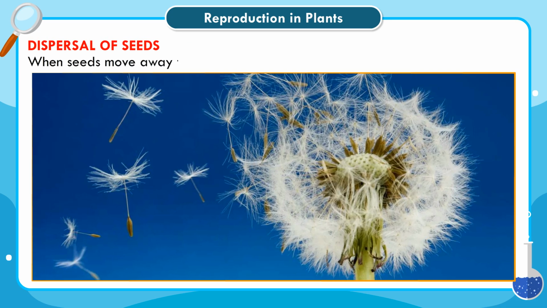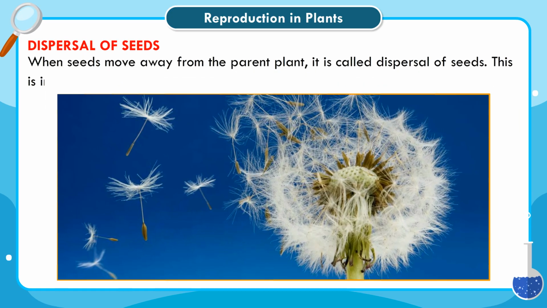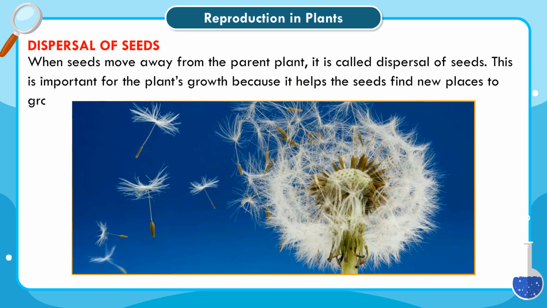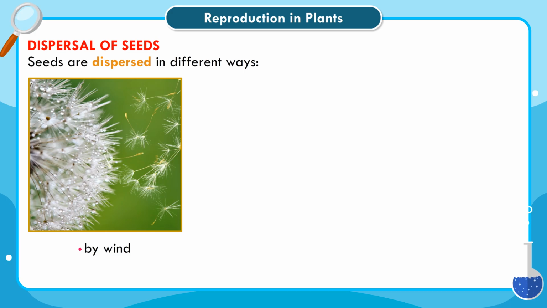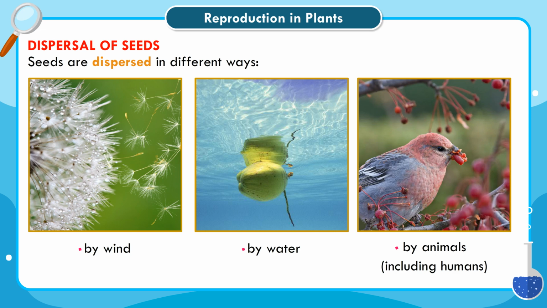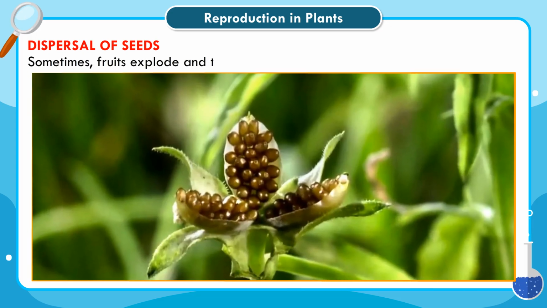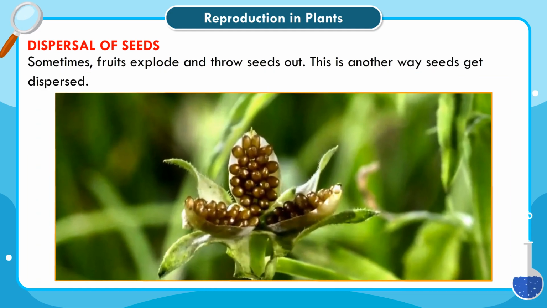Dispersal of seeds. When seeds move away from the parent plant, it is called dispersal of seeds. This is important for the plant's growth because it helps the seeds find new places to grow. Seeds are dispersed in different ways. By wind, by water, by animals including humans. These are called the agents of dispersal. Sometimes, fruits explode and throw seeds out. This is another way seeds get dispersed.